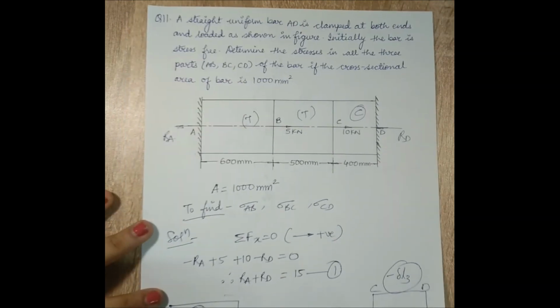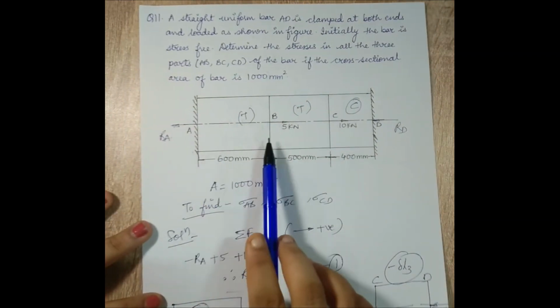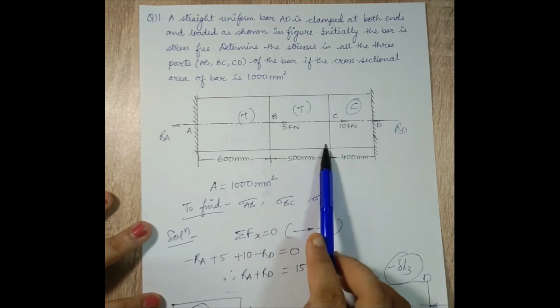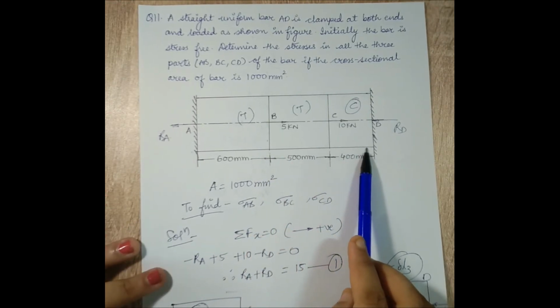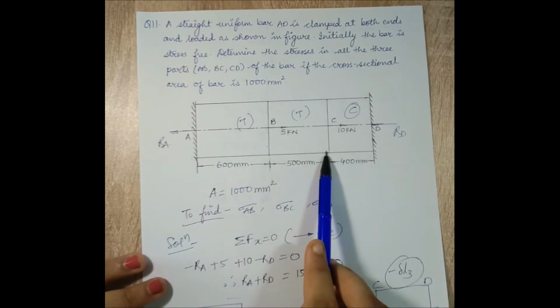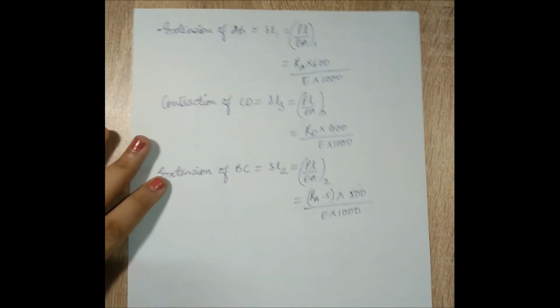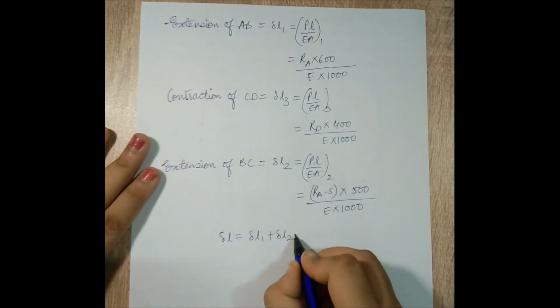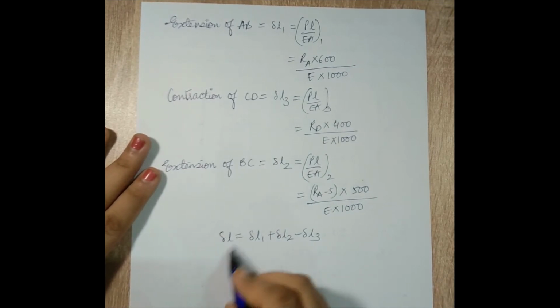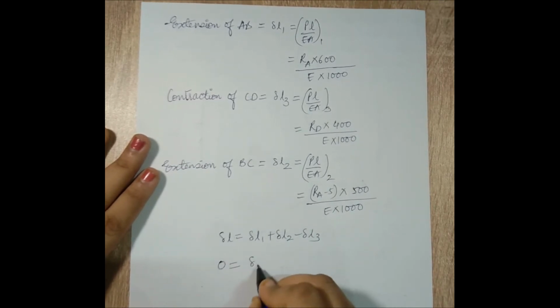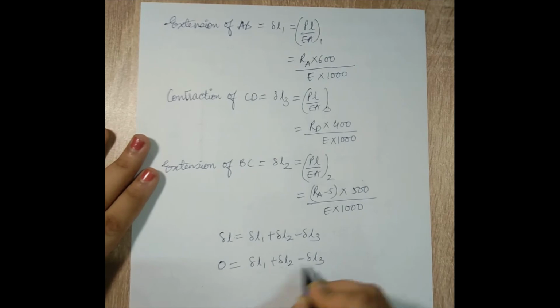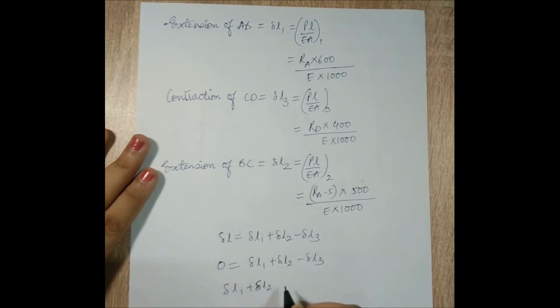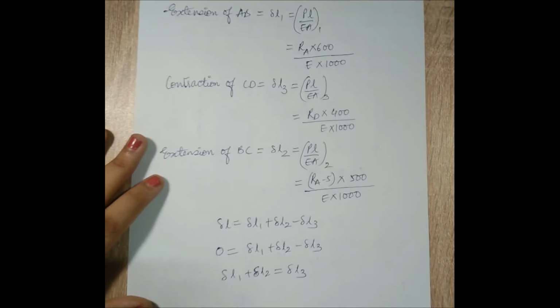Now let's look at the figure once again. If you observe, AB is under extension, BC is also under extension, CD is under compression. Can I say that the extension of these two will be equal to the compression of CD? In other way also, I can write down delta L will be delta L1 plus delta L2 minus delta L3, and this total change in length will be 0. So in that way also it can be written, or I can directly shift this over there, or I can write delta L1 plus delta L2 is equal to delta L3. So this is also another way of writing.